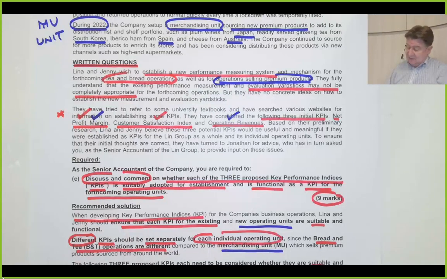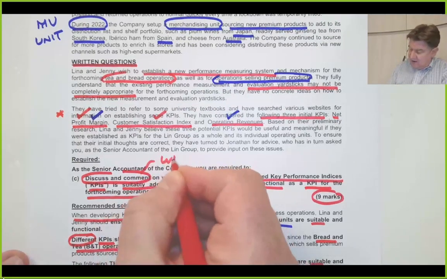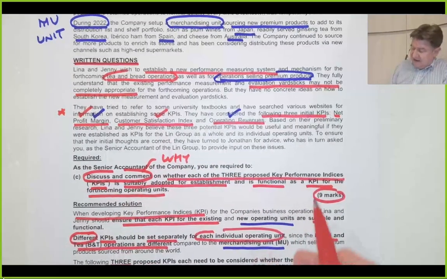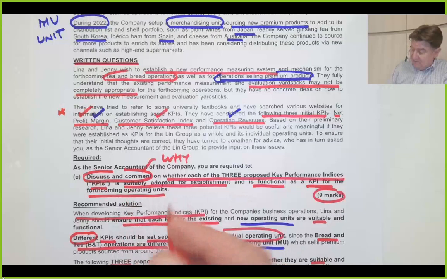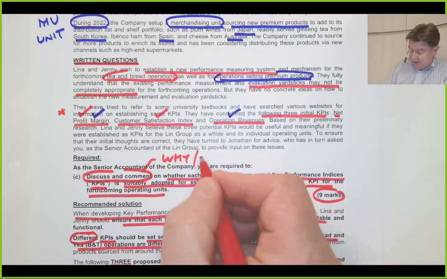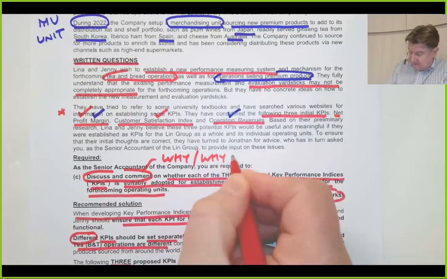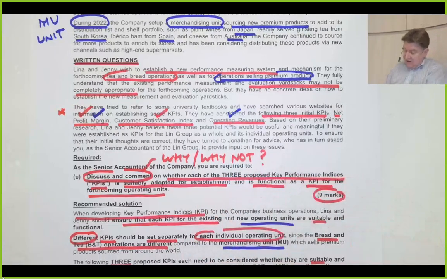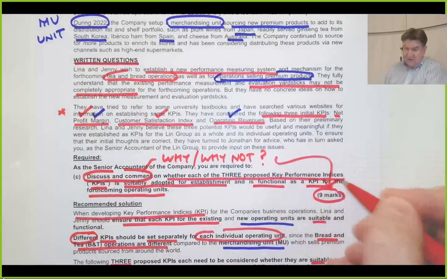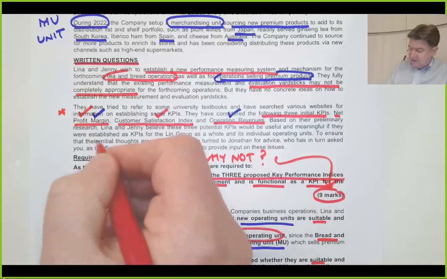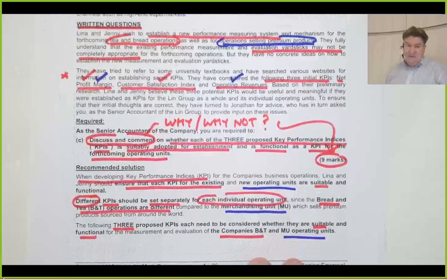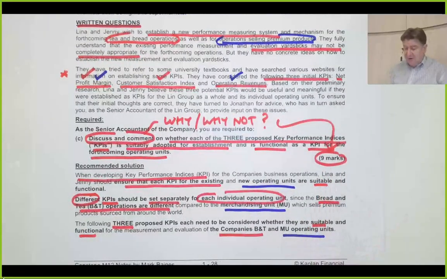So what we need to talk about here is why certain KPIs may be functional and suitable, but also, because it's 9 marks, you're going to get lots and lots of marks for explaining why you think they are not going to be so suitable or functional. This is what they're wanting here in your capstone exam. For 9 marks, they're wanting a little bit more depth.